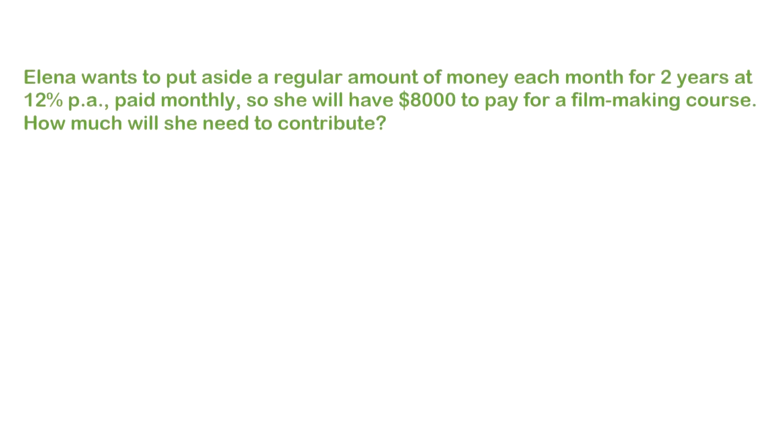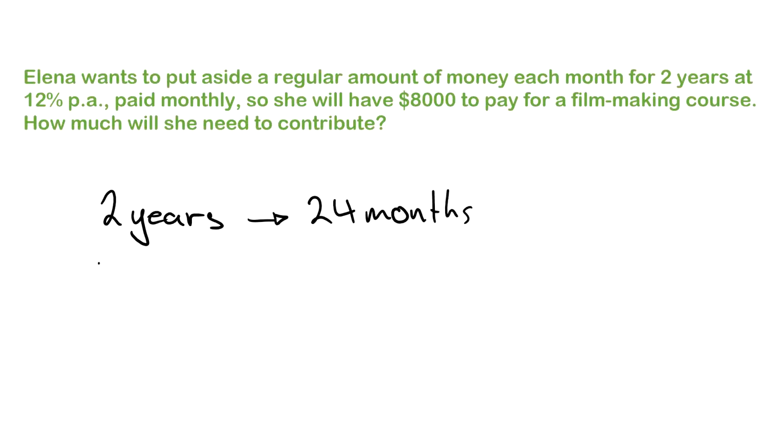Now we'll look at this one. Elena wants to put aside a regular amount of money each month for 2 years at 12% per annum paid monthly, so she'll have $8,000 to pay for a filmmaking course she wants to do. The first thing we want to do again is make sure we're all in the right units. We have our 2 years, which converts to 24 months. We also have our 12% per annum, which is equivalent to 1% per month.